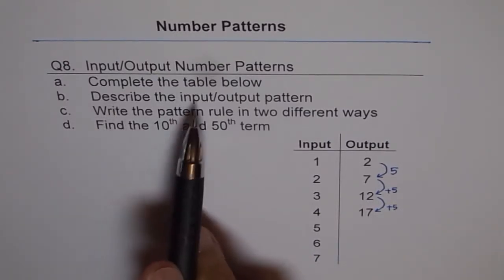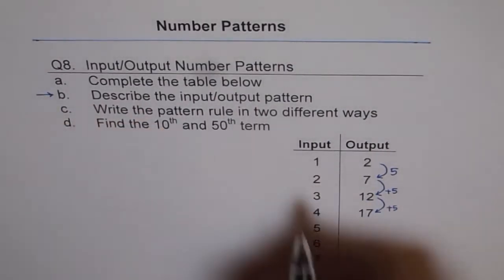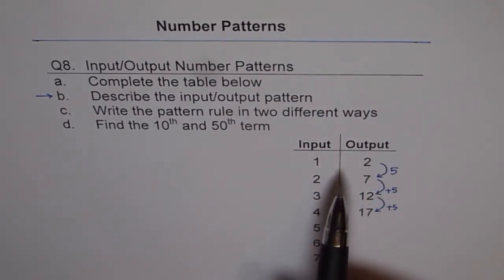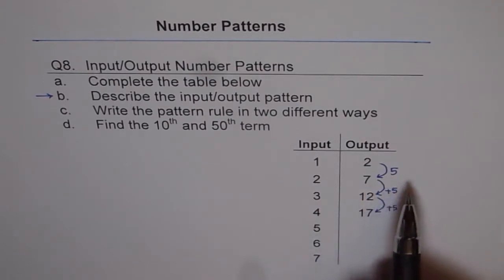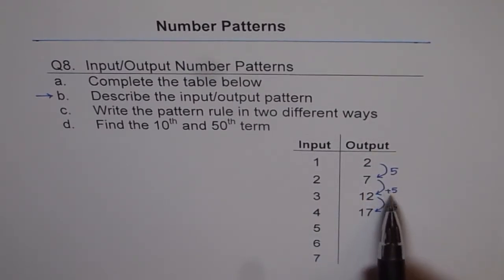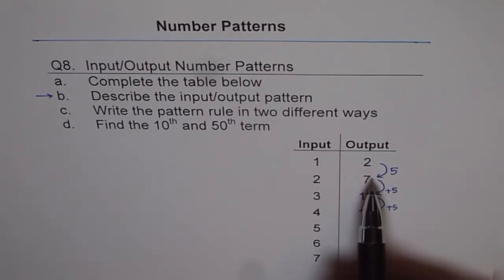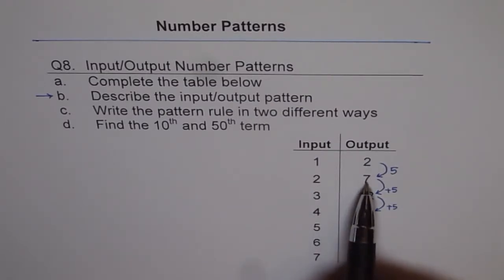Now, describe input-output pattern. This is the most critical part of this set. So when we say input to output, you have to see how do you get 2 from 1? How do you get 7 from 2? This is very difficult. The key lies with this number 5, plus 5. 5 helps us to get this number. I'll tell you how. 5 times 2 is what? 5 times 2 is 10. And how do you get 7? Take away 3. 10 minus 3 is 7.